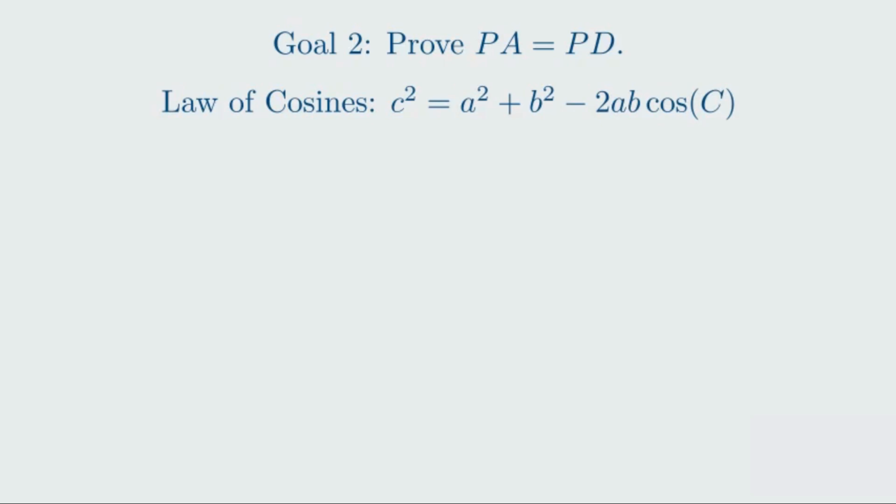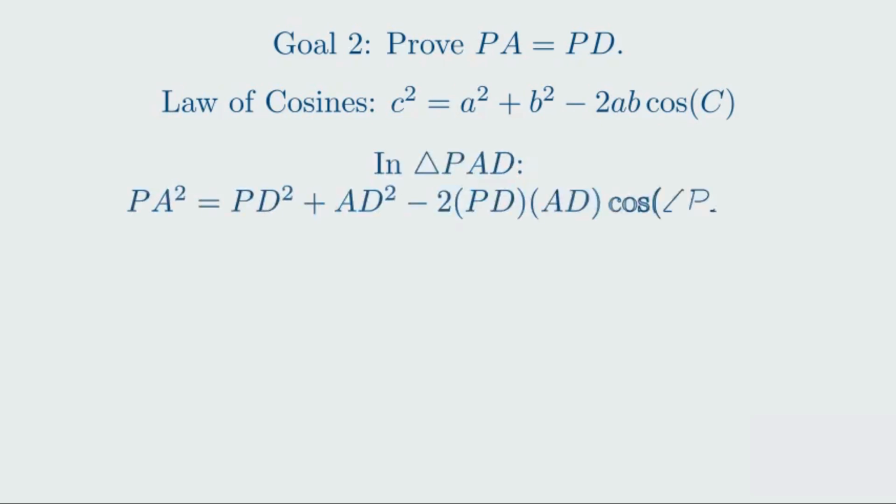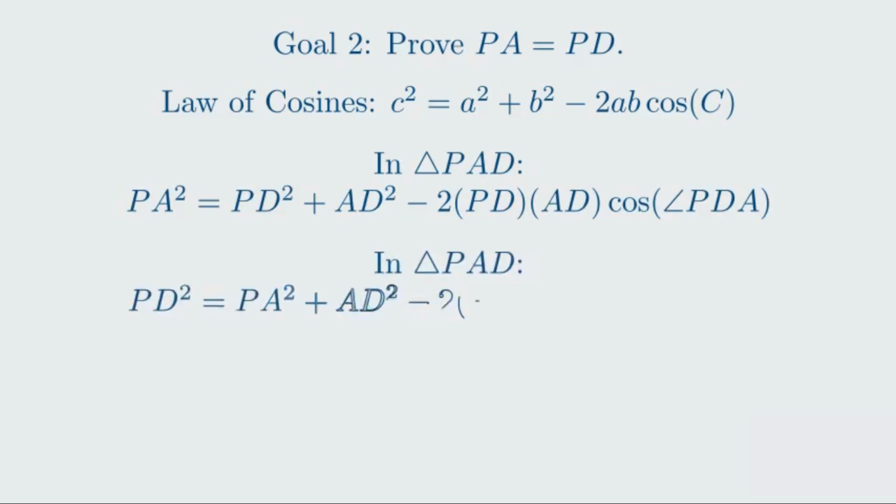PA squared is PD squared plus AD squared minus 2 times PD times AD times the cosine of angle PDA. Similarly, PD squared is PA squared plus AD squared minus 2 times PA times AD times the cosine of angle PAD. Our goal is to show that PA equals PD. If that is true, then PA squared equals PD squared.